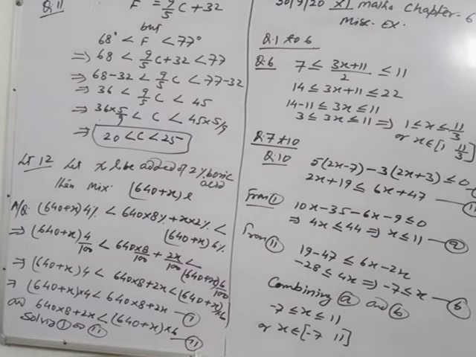See one more question, question number 11. Here the relation between Fahrenheit and centigrade is F = (9/5)C + 32. But here the limit of F is given: F lies between 68 degrees and 77 degrees. In place of F, write the given relation (9/5)C + 32, and this is greater than 68 but less than 77. Now you have to find the limit for C.